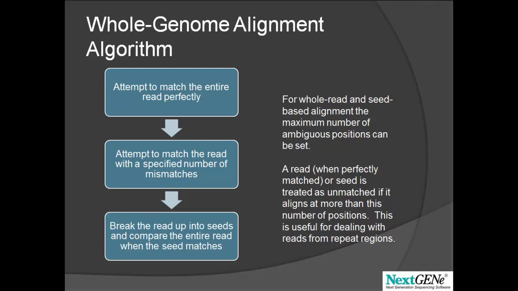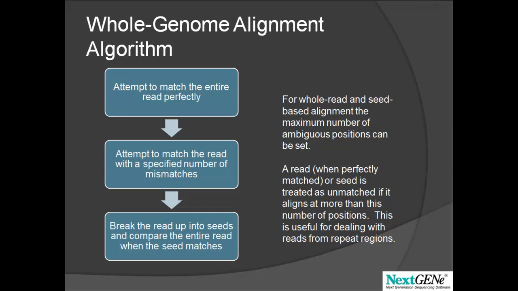NextGene's whole genome alignment algorithm has three main steps. It uses a reference pre-index with a Burrows-Wheeler transform. First, the program attempts to match every read perfectly, then with some mismatches. If a read aligns perfectly at multiple positions, they are ambiguous alignments. The read will be aligned to all of them unless the maximum number of ambiguous positions is exceeded.